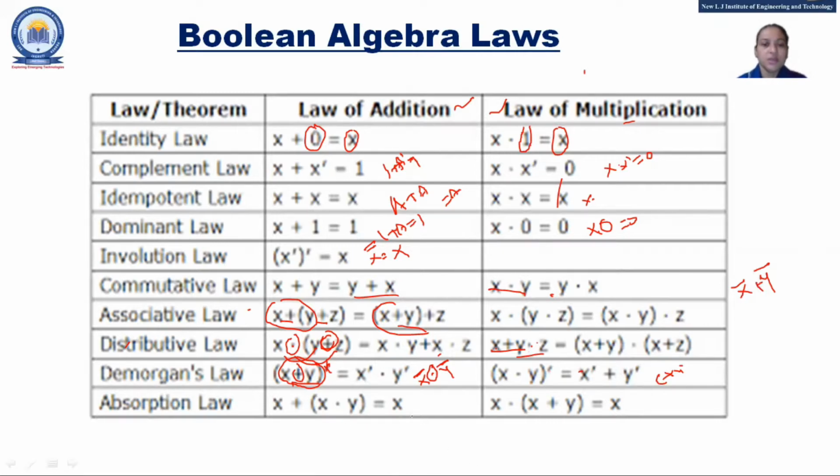Now for the absorption law, if we have a plus a dot b, we will return a. Similarly, if we have a dot a plus b, we also get the result a. So these are the theorems that are going to be very helpful in the simplification of any Boolean equation.